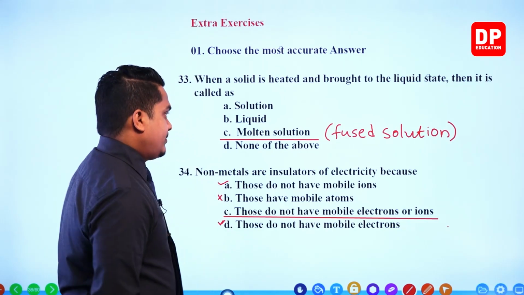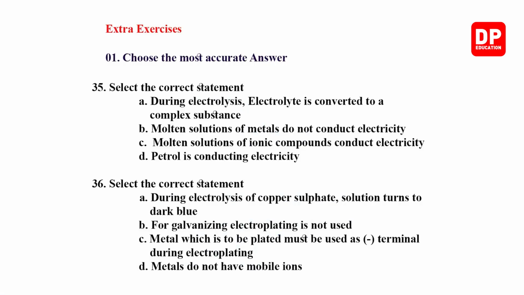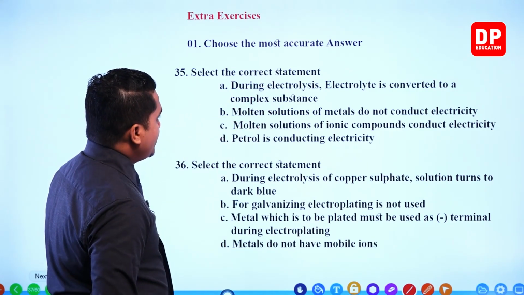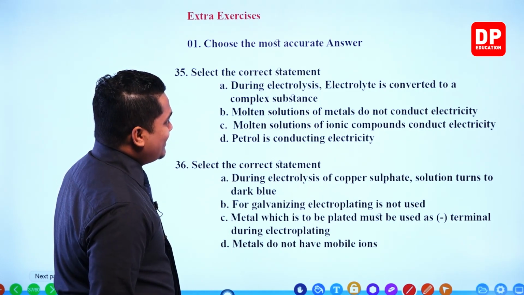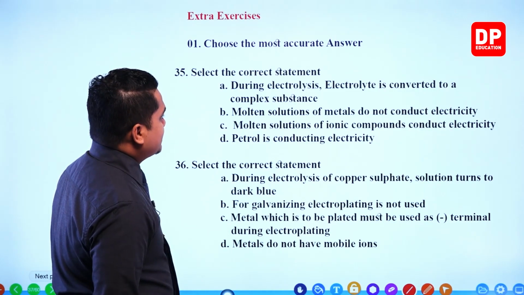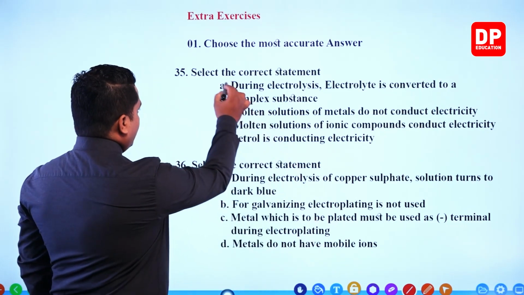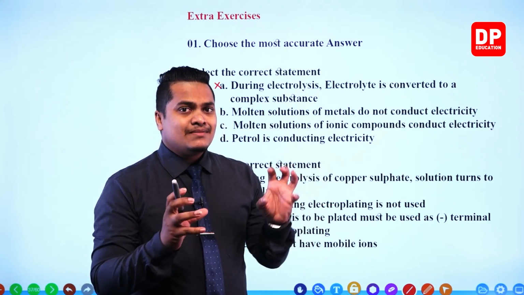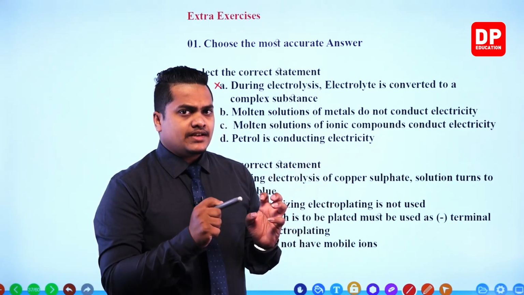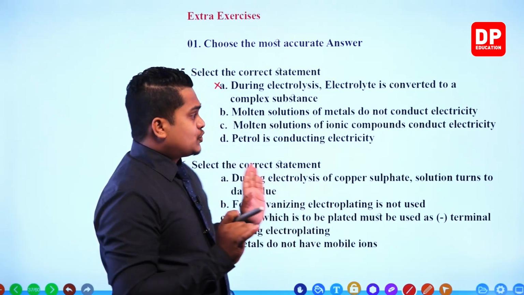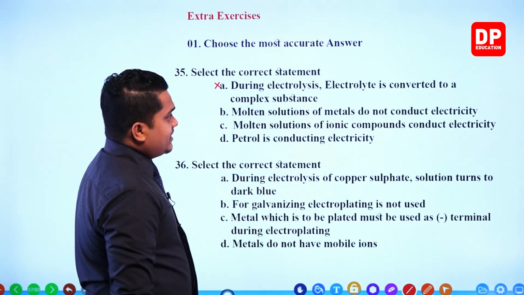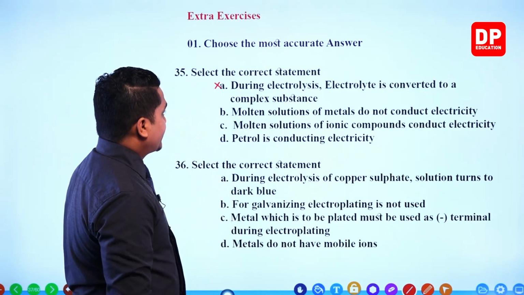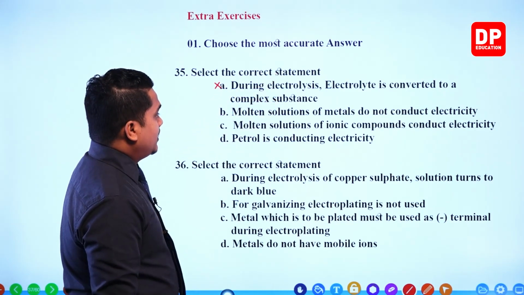During electrolysis, you have to select the correct statement in 35. During electrolysis, electrolyte is converted to complex substance. Incorrect. During electrolysis, my dear children, we know that the electrolyte is converted to simpler substances. So this is totally incorrect. It's not getting converted into a complex substance but to a simple substance. So we have to select the correct answer.